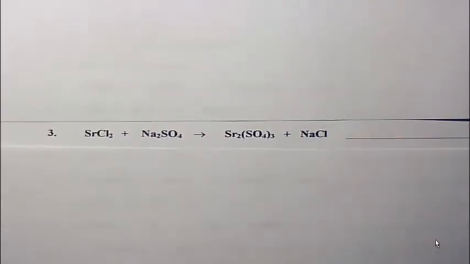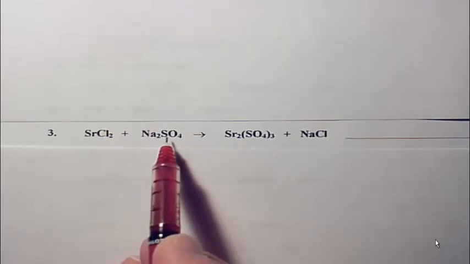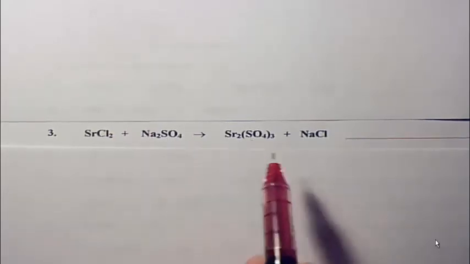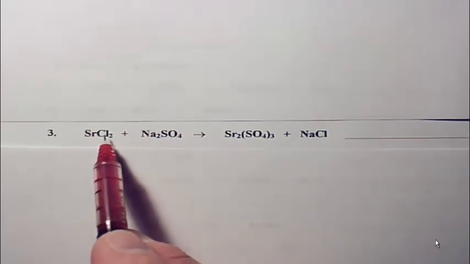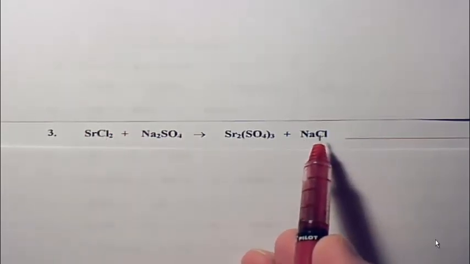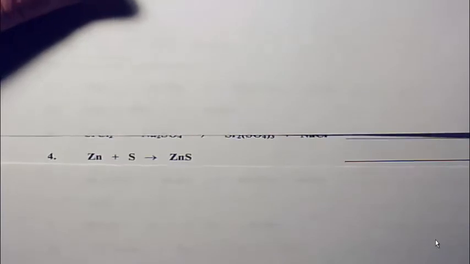Haley, classify this equation right here. Double replacement. The strontium is going over here and kicking out the sodium, joining it with the sulfate. We got strontium sulfate. The sodium is going over here and kicking out the strontium, joining it with the chlorine, making sodium chloride. Double displacement. Nicely done.